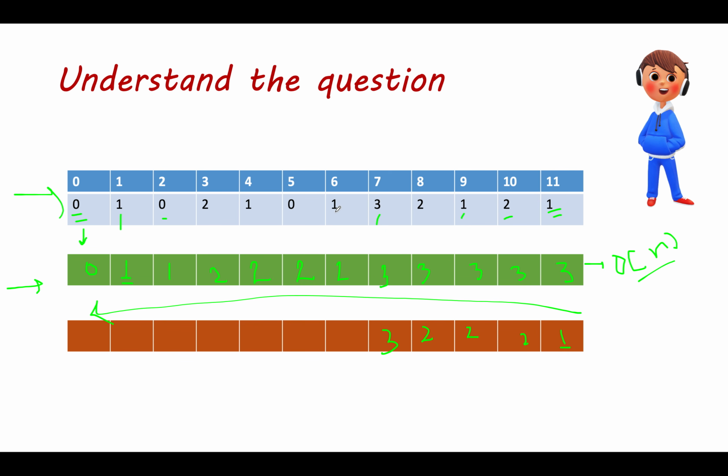3 is greater than 1, 3 gets filled in. 3 is greater than 0, 3 gets filled in. 3 is greater than 1, 3 gets filled in. 3 is greater than 2, 3 gets filled in. 3 is greater than 0, 3 gets filled in. 3 is greater than 1, 3 gets filled in. 3 is greater than 0, 3 gets filled in.